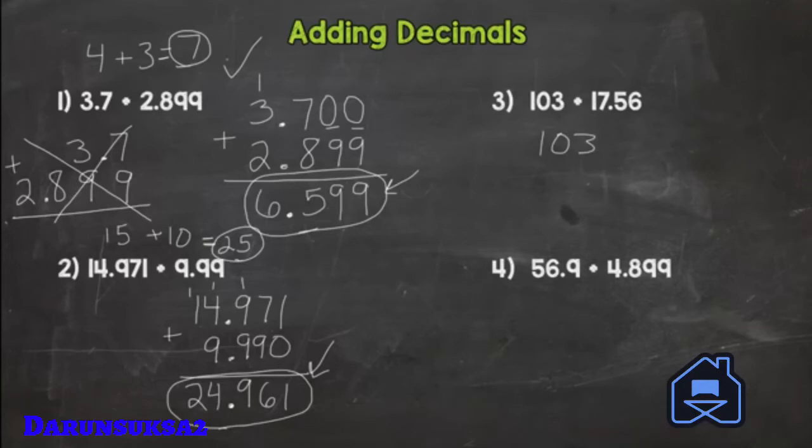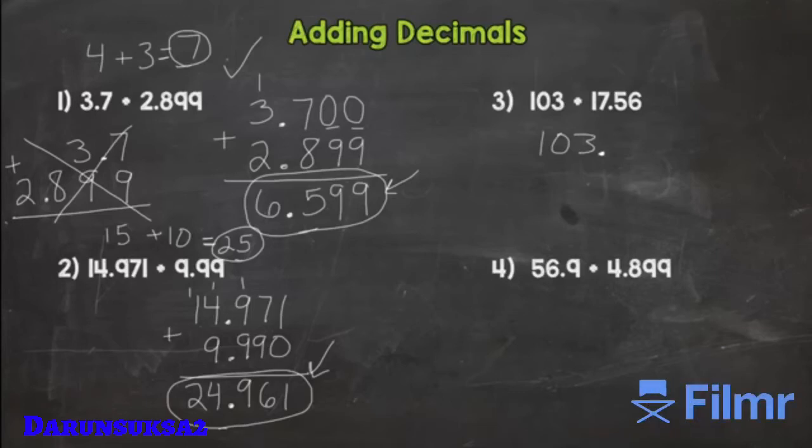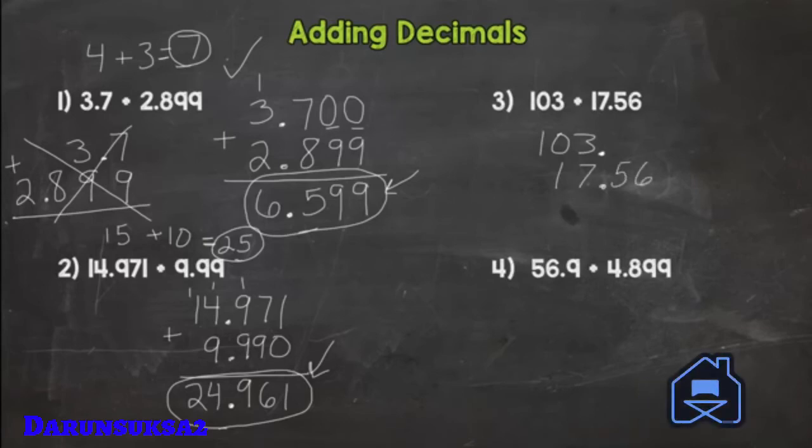A decimal always comes after a whole number. Every single number has a decimal. Never say 103 doesn't have a decimal. We just don't put it there because it's a whole number. We don't need it. But it can have one. Put it afterwards. Now we can line up 17 and 56 hundredths.